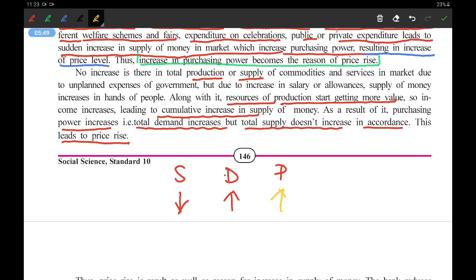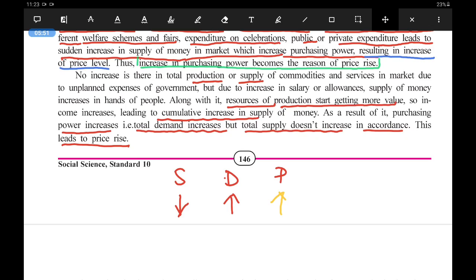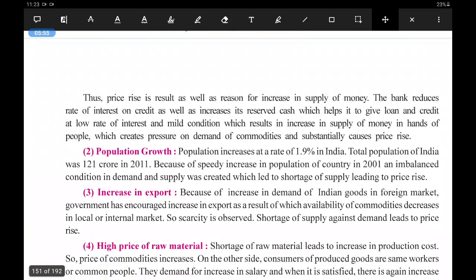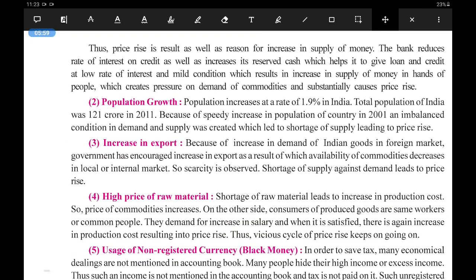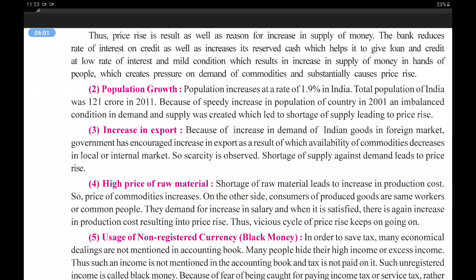So this is again the simple logic that we do. Okay, now let's see. Thus, price rise is result as well as reason for the increase in supply. See, due to this price rise is result. See, very important line. Price rise is result as well as reason for increase in supply of the money. It is also the result.